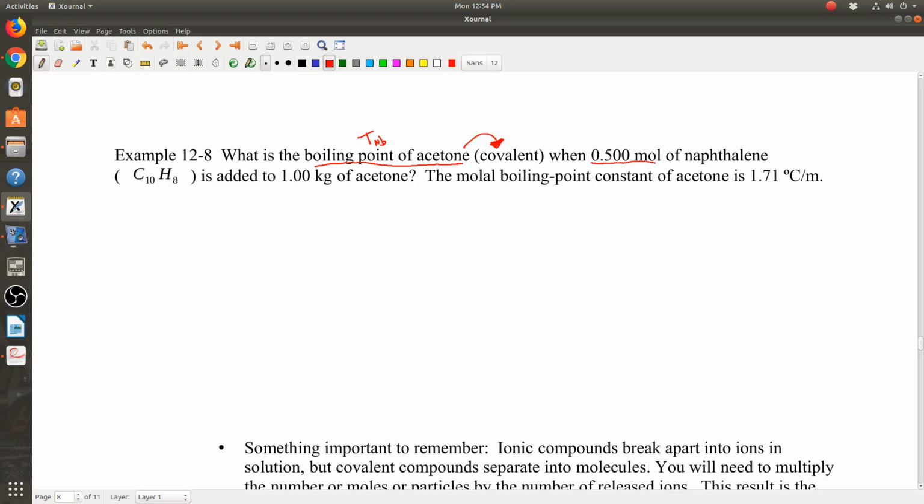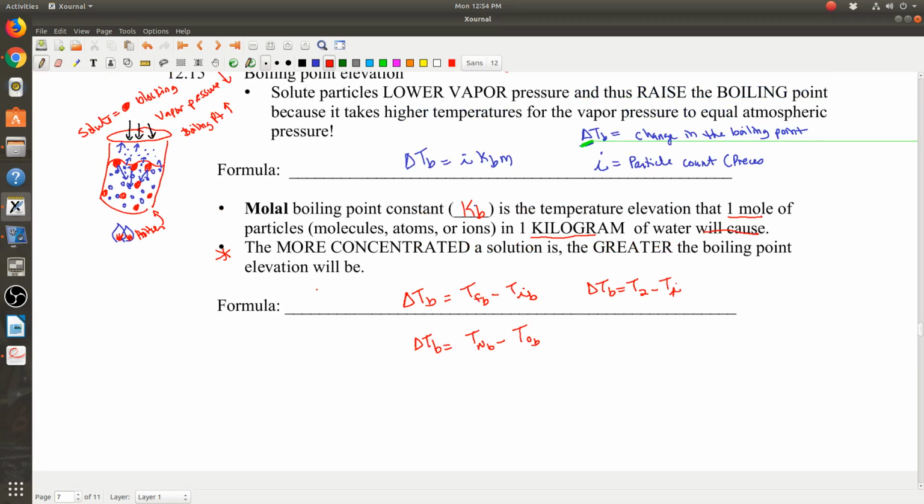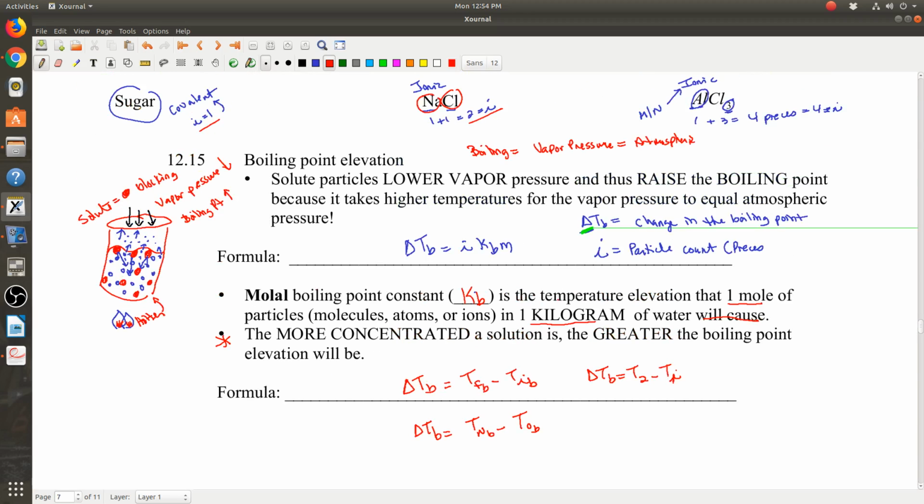When 0.5 moles of naphthalene is added to 1 kilogram of acetone, the molal boiling point constant, that's the K sub B, that's what this number is. All right, so let's write out our formula. We're dealing with boiling point, so delta T sub B equals i K sub B m. Now what is m? m is the molality, and I didn't specify that up here. It's a lowercase m, so m is the molality.